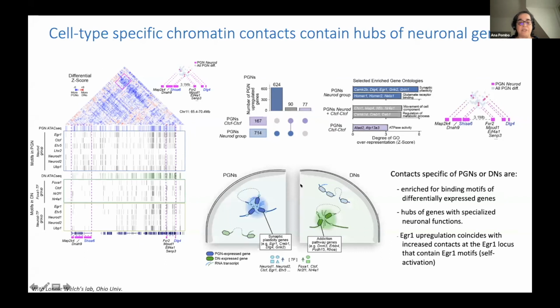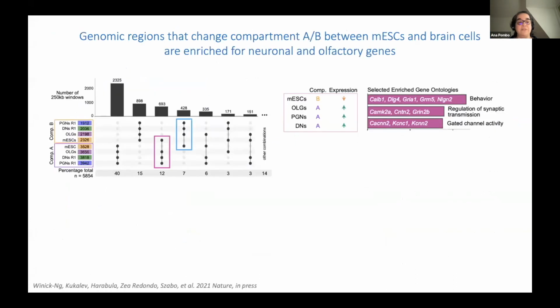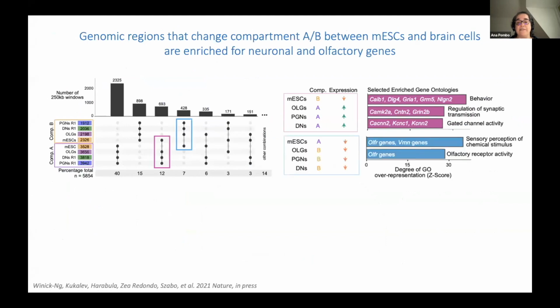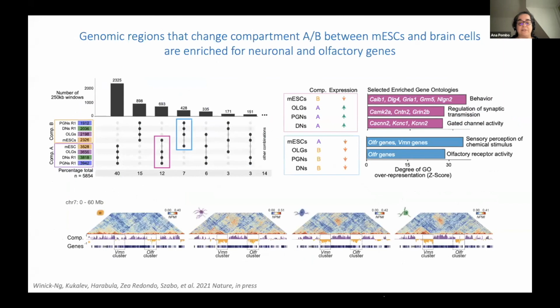We did this in the PGNs, also in the DNs. Briefly, in PGNs, we found hubs of synaptic plasticity genes. In the DNs, we found, interestingly, genes that are involved in addiction pathways, which are core to the function of dopaminergic neurons. I'll skip through the analysis of compartments, just to say that we're very excited by finding very long range hubs. This is now 60 megabase regions of sensory receptor genes that form these hubs in the brain cells, but not in the ES, although they're repressed and silent in all of these cell types.